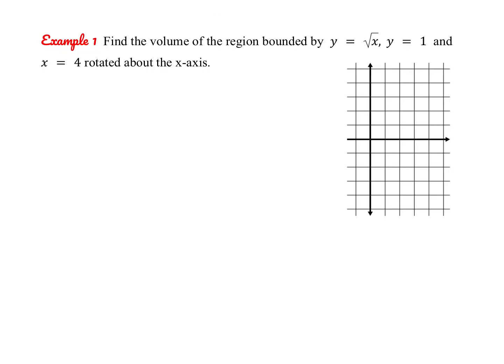All right, let's try this first one together. Let's start with our bounded region. I have y equals x squared, y equals 1, and x equals 4. So I know that y equals x squared will look something like this, but then I also have x equals 4, and then y equals 1. So I'm going to erase this little part and clean it up a little bit, and I can see this is my bounded area. And here I'm rotating it about the x-axis.